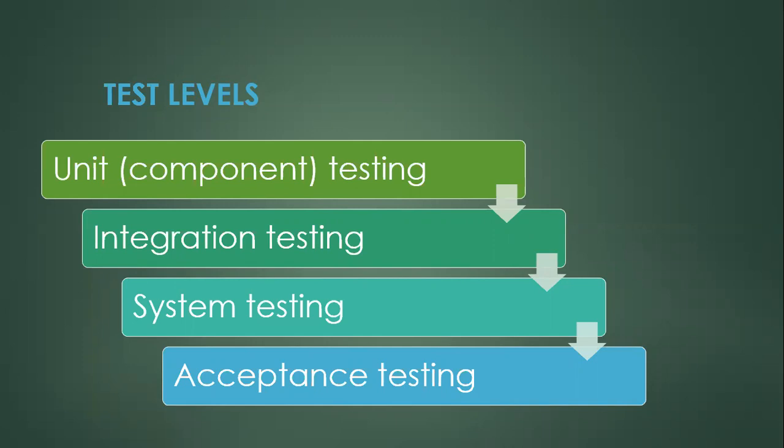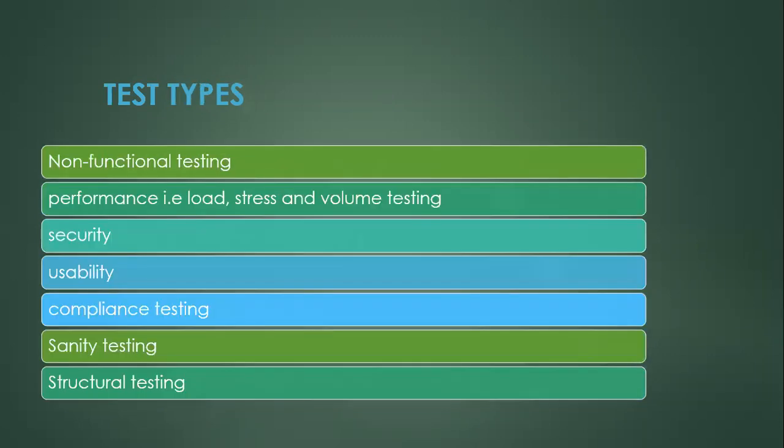Acceptance testing. Is this exactly what is in the requirement? Is this what the users want? That's where we do the acceptance testing. So these are the levels of testing that we have. That takes us to types of testing. I've been talking all through, so now it leads us to types of testing.